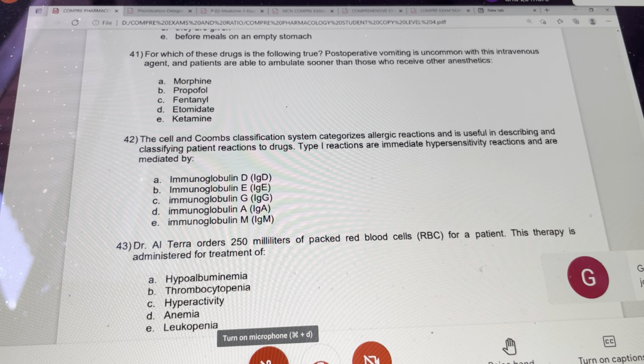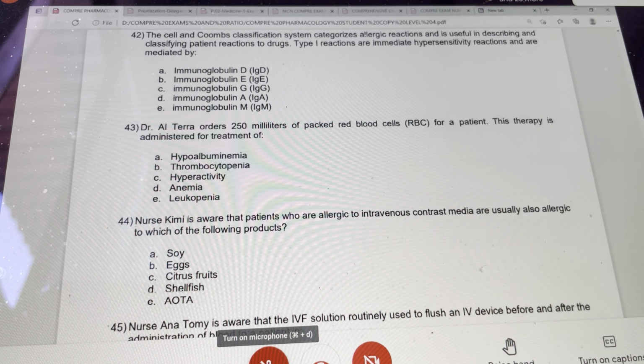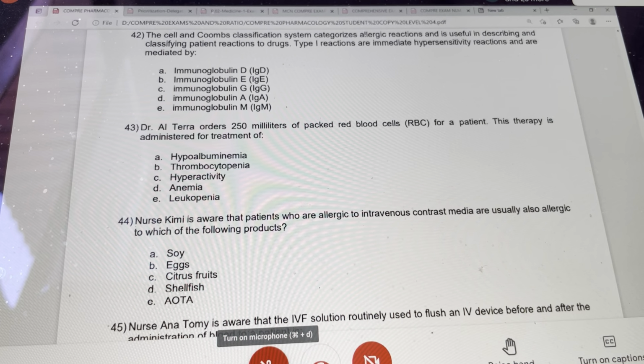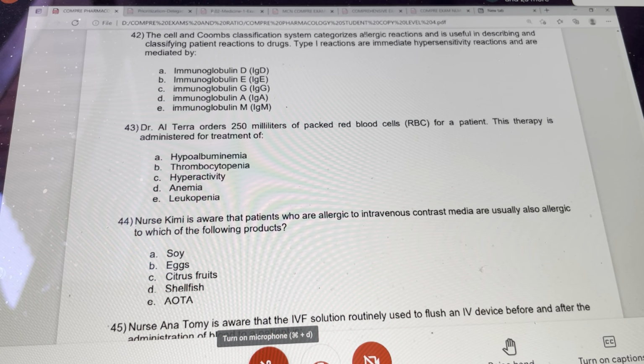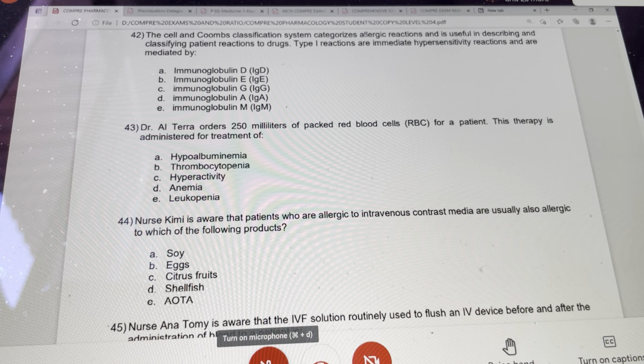Number 43. Dr. Altera orders 250 ml of PRBC for a patient. This therapy is administered for the treatment of what condition the client is in, that is why he or she received PRBC 250 ml for infusion? The answer is thrombocytopenia.